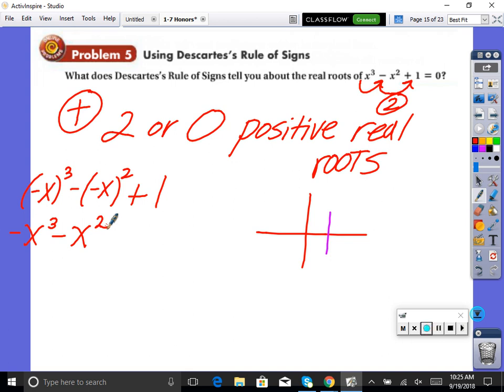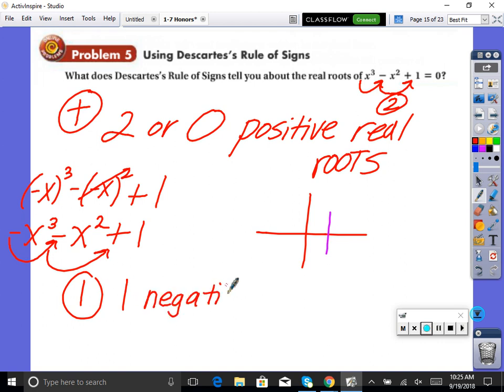Oh yeah. Because this becomes positive, minus, and then plus 1. Okay, let's count. Negative to negative, no sign change there. Negative to positive, so there's 1. There is definitely 1 negative real root for 100% sure. So it is definitely crossing the x-axis in the negatives 1 time for sure. Period, end of story. Does everybody understand that?